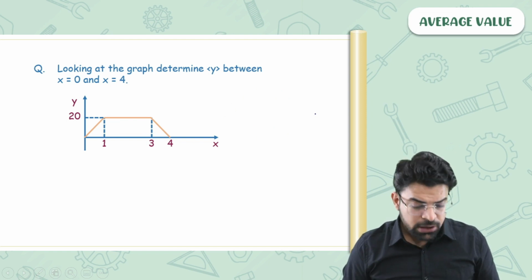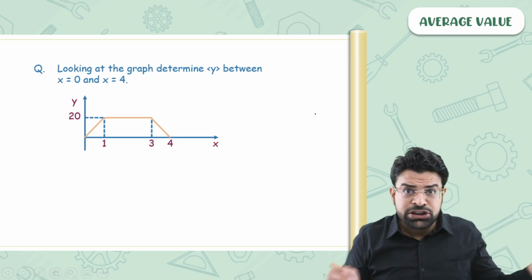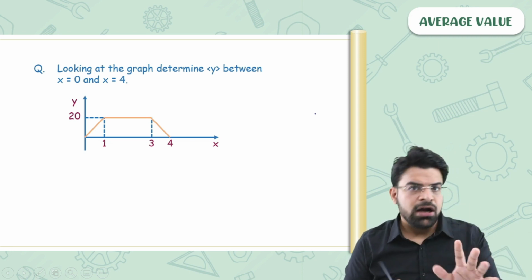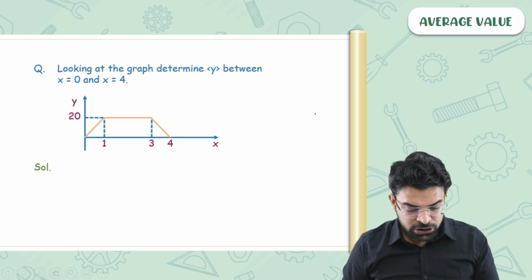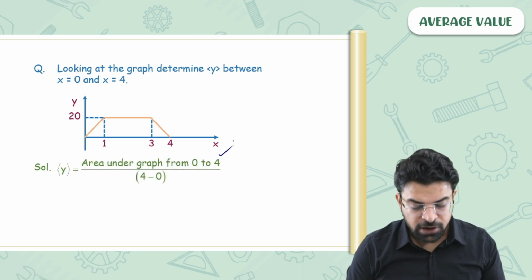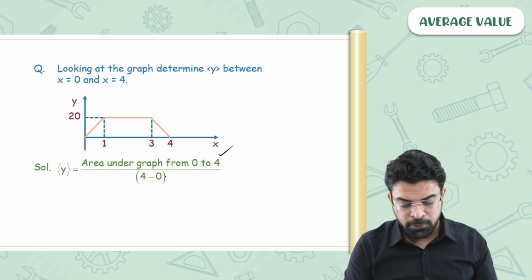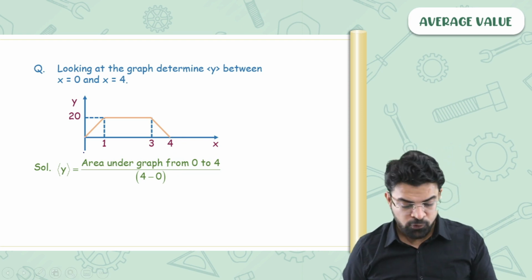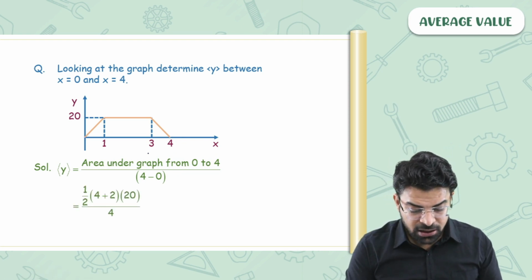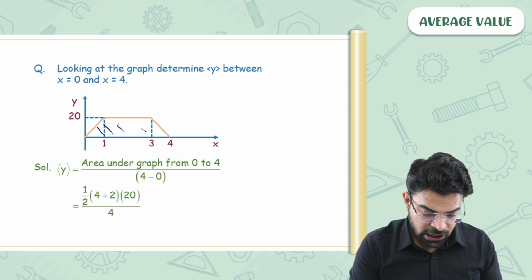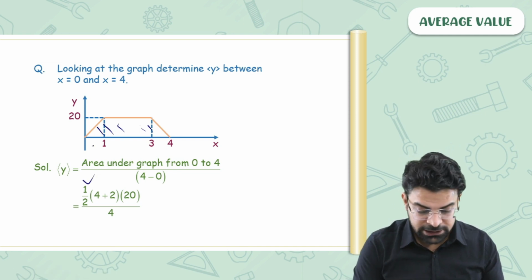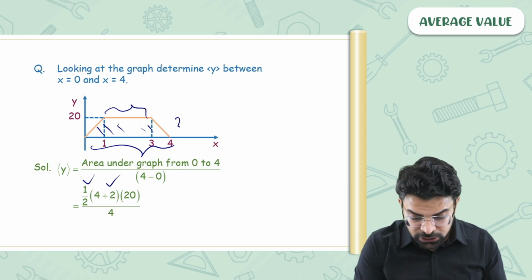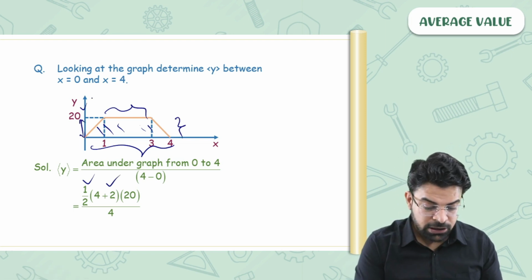So now here we will say the average value of y, as x changes, y changes. The average value of y over a range of x is given by the area under the y-x graph upon the change in x. So here you write the area under the graph from x equals 0 to x equals 4 upon the change in x, that is the final value of x minus the initial value of x, that is 4 minus 0. So the area under this y-x graph will be given as half into the sum of parallel sides. This length is 4, this length is 2, so half into 4 plus 2 into the height. The height is nothing but 20.